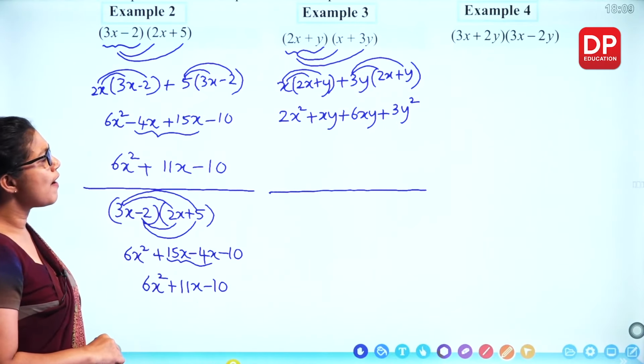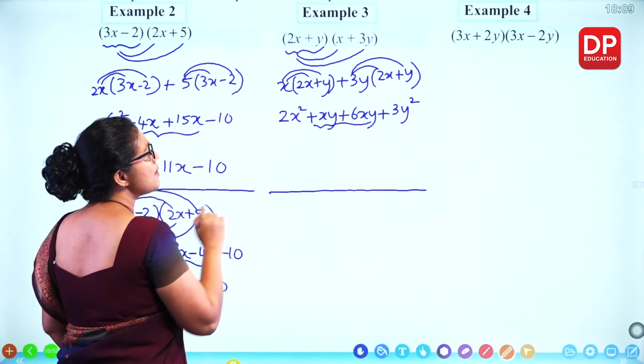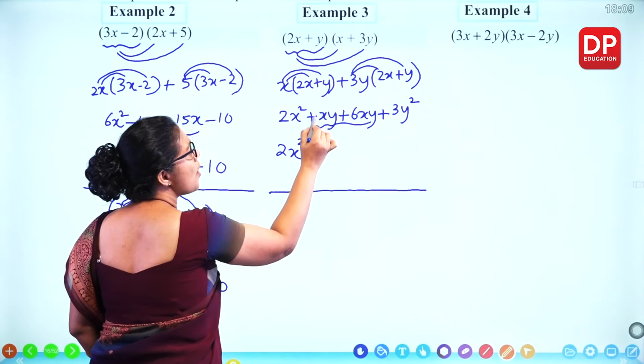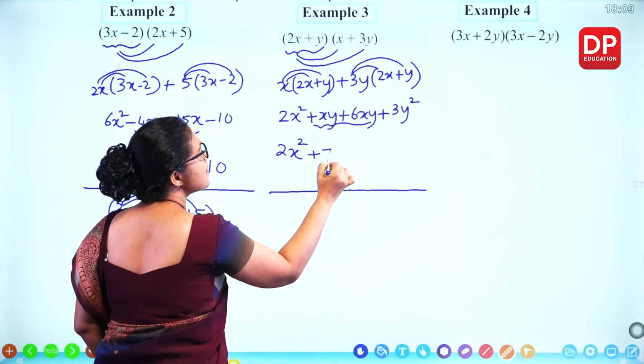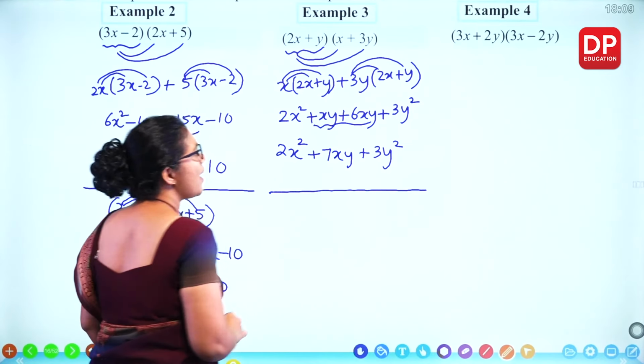Now, can you simplify further? I can say these two are like terms, you can simplify. So, you will end up with 2x squared. This is 1. 6 plus 1, 7xy plus 3y squared.